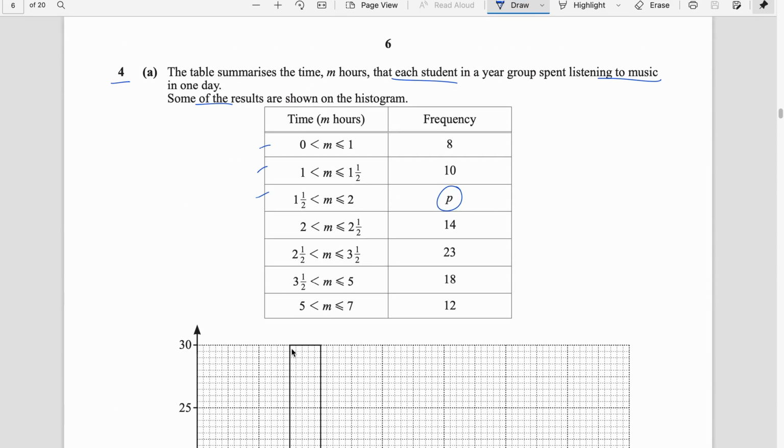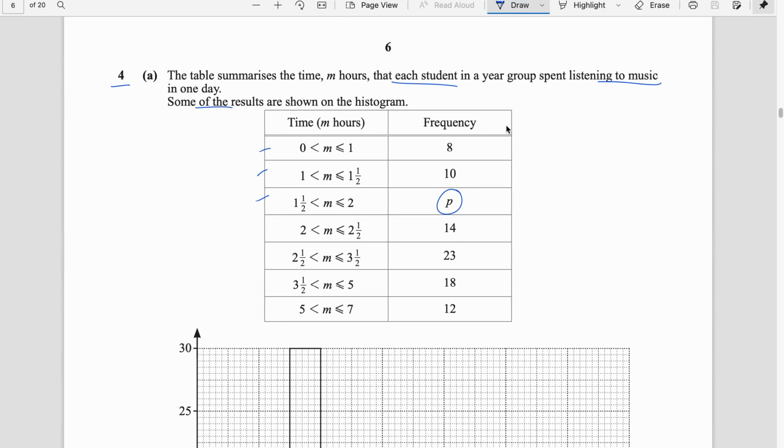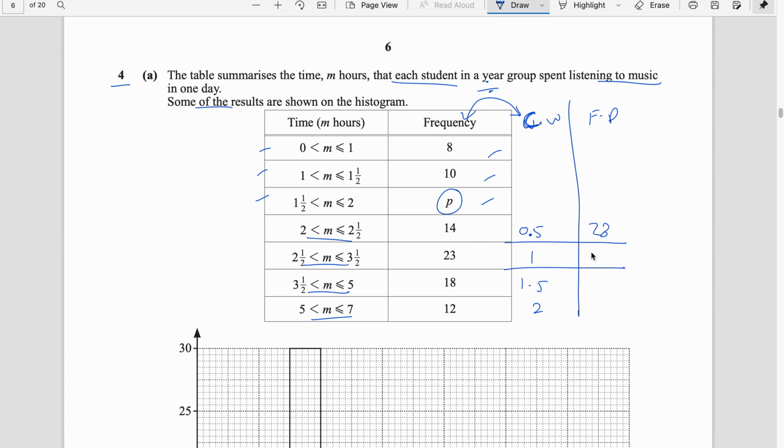Complete the histogram. In order to complete this, we need to know frequency density. So I'm writing class width first. First 3 are already done. So class width is from 2 to 2.5, 0.5; 2.5 to 3.5 is 1; 3.5 to 5 is 1.5; 5 to 7 is 2. So class width, and now frequency density. Frequency density is frequency divided by the class width. 14 by 0.5 is 28, 23 by 1 is 23, 18 by 1.5 is 12, 12 by 2 is 6.